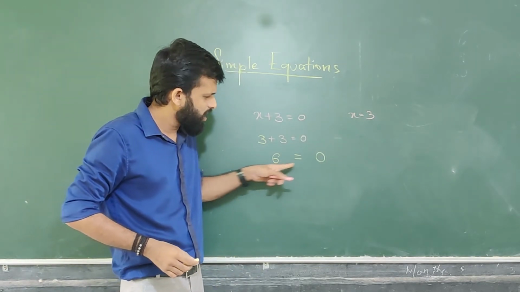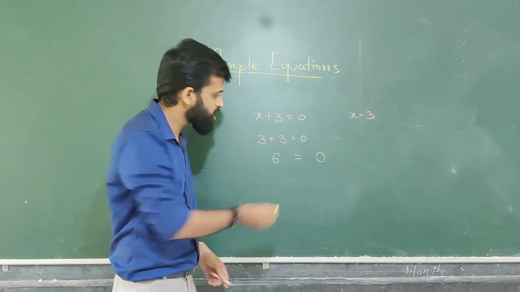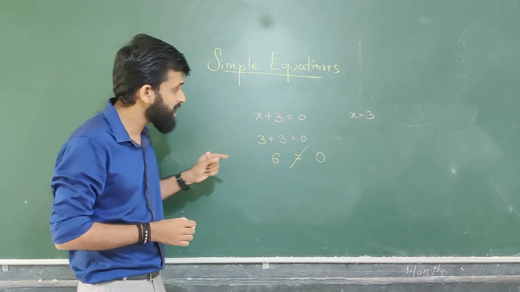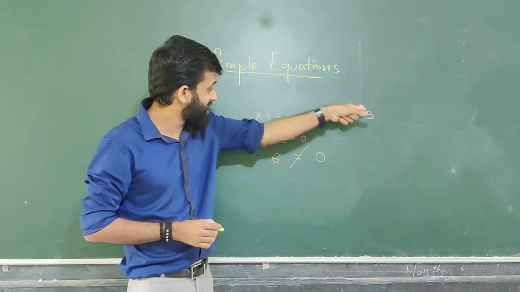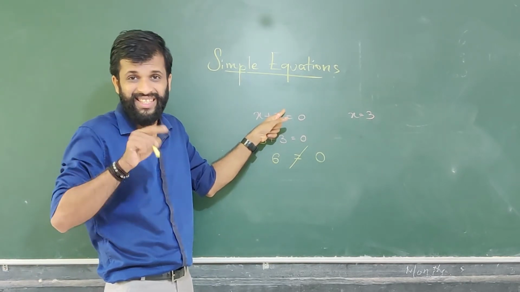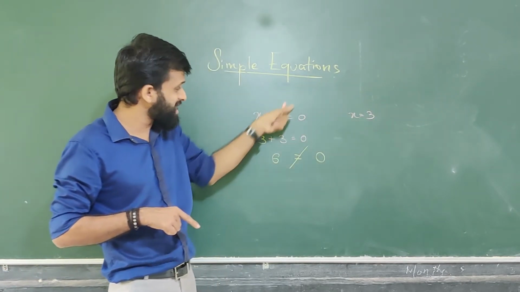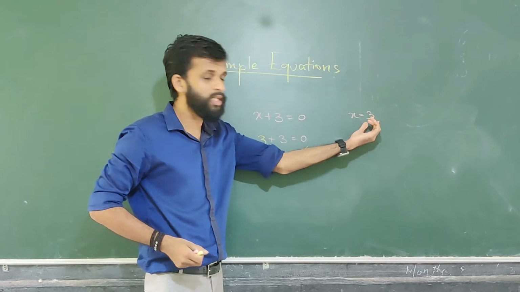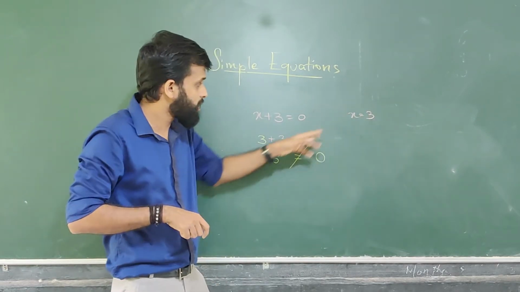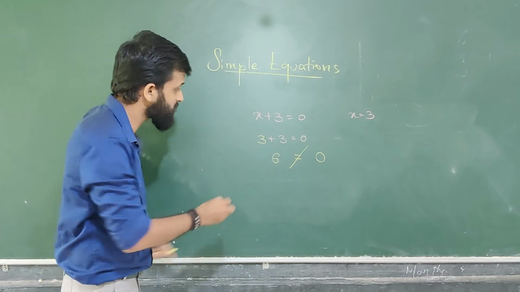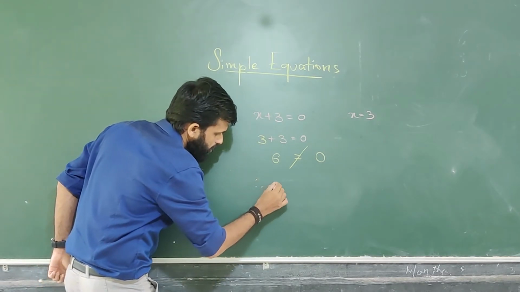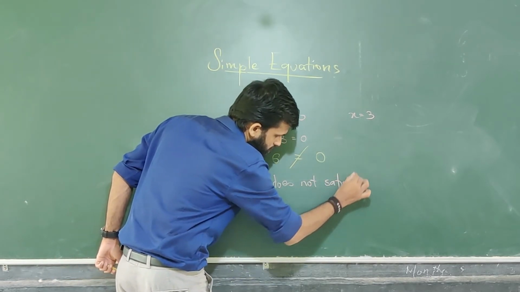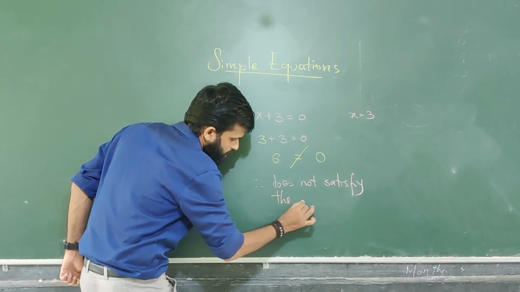Is 6 equal to 0? No, right? It is not equal. So I can say that 3 doesn't satisfy the equation, just like 3 samosas don't satisfy your hunger. So if I say this is your hunger and 3 samosas are not satisfying it, the result over here I can write as: 3 does not satisfy the equation.